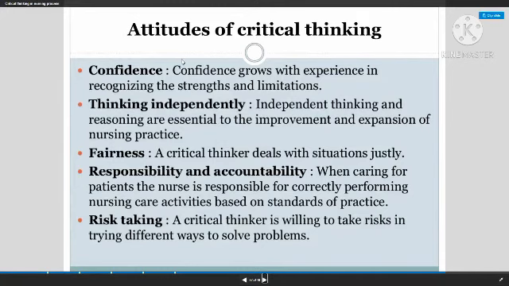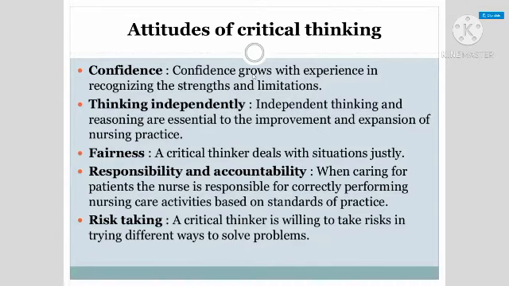Okay, so next is regarding the attitudes of critical thinking. First is confidence, then thinking independently, fairness, responsibility and accountability, then risk taking. Confidence grows with experience in recognizing the strengths and limitations. So there should be confidence. Then thinking independently: reasoning is essential to improvement and expansion of nursing practice.